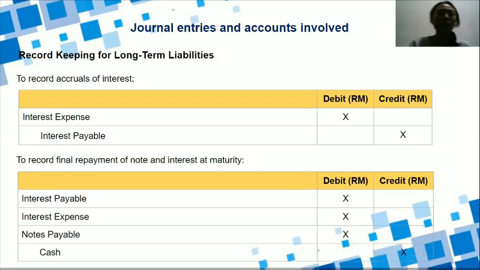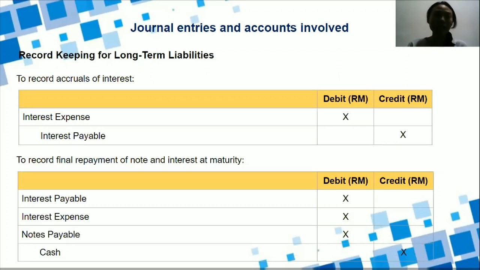The third one is to record accruals of interest. When a company doesn't make the payment on time, they will have accrual of interest. To record it, we need to debit the interest expense and credit the interest payable.